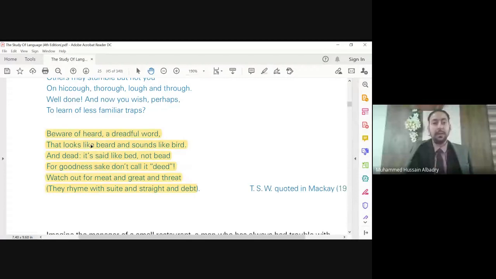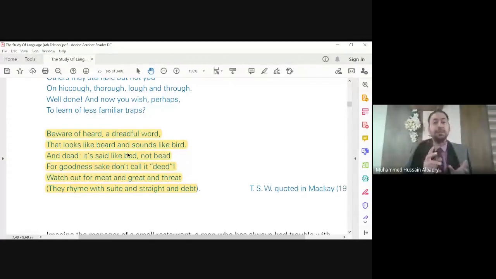Beware of hurt, a dreadful word that looks like beard, and sounds like bird, and dead, not deed. It is said like bird, not bead. For goodness sake, don't call it deed. Okay, you see here, this is something beautiful. Watch out for meat. Couldn't EA. Watch out for meat and great and threat. They rhyme with suit and straight and dead.